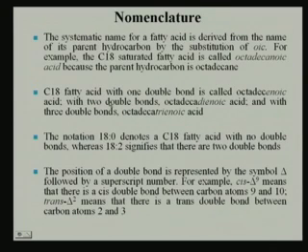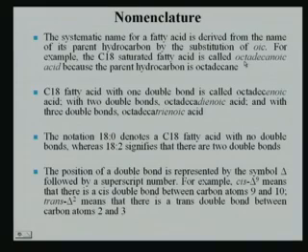Now coming to the nomenclature. Now the systematic name of the fatty acid is derived from the name of the parent hydrocarbon by the substitution of -oic. For example, the C18 saturated fatty acid, that means 18 carbon containing chain, is called octadecanoic acid, because the parent hydrocarbon is the octadecane.